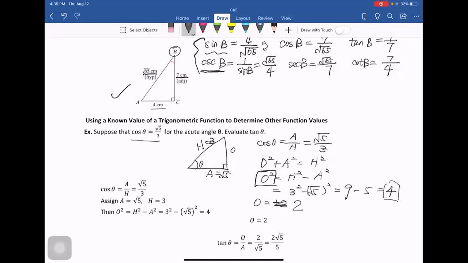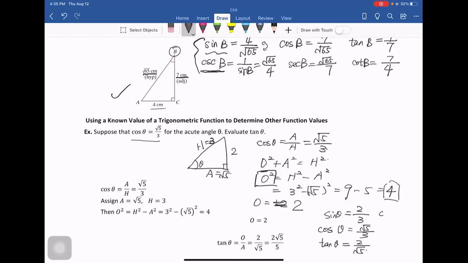Right, now we know all of these 3 legs, so we can find the 6 trig functions. Sorry, this is 2. So sine theta equals opposite, that is 2, over hypotenuse 3, that's 2/3. And cosine, we already know that is root 5 over 3. And tangent theta equals opposite, that's 2, over adjacent, that's square root of 5.